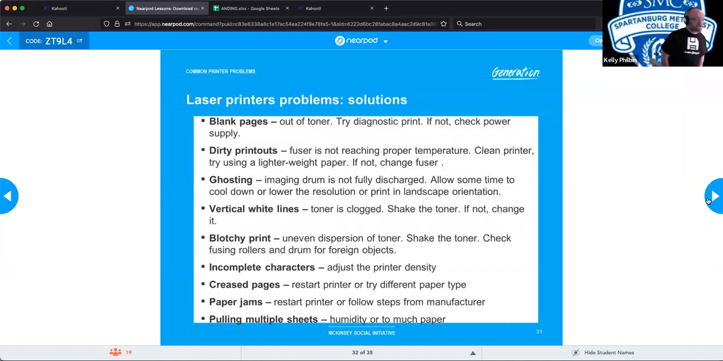Dirty printouts, like you get it out and it's smearing and smudging and it just doesn't look good. It means it wasn't done cooking yet. Two things can be the problem with this. It could be the fuser itself is going bad because it's not reaching the proper temperature to bake that resin into the paper. Or, as Susan is pointing out, you're using the wrong type of paper.